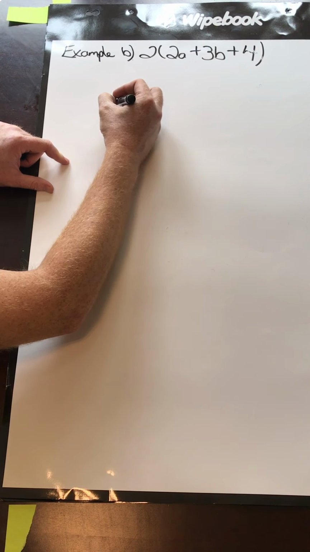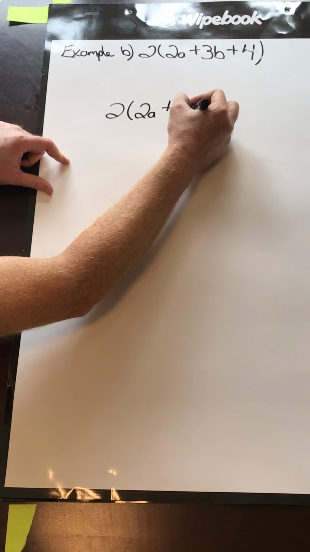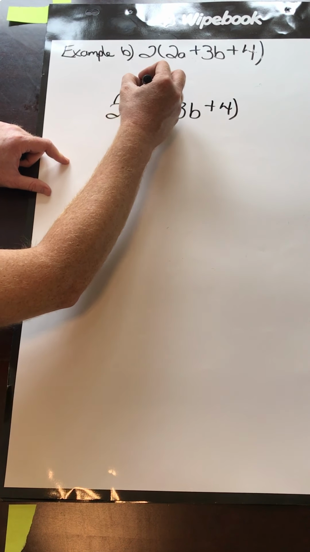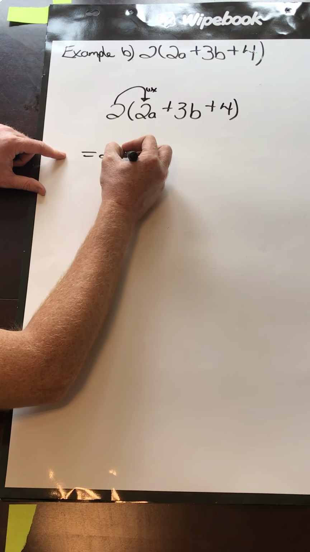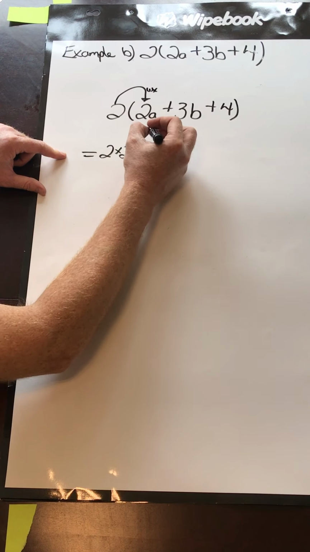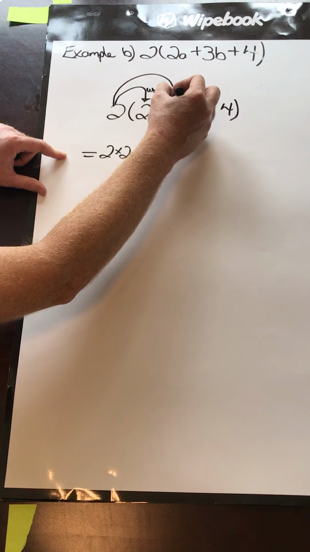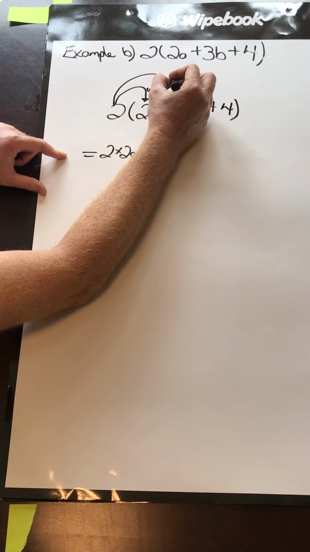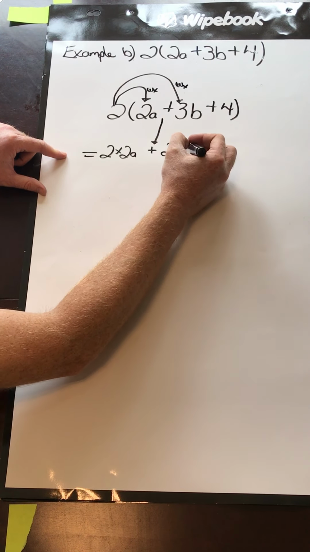So I'm going to rewrite the expression here again. And I take the 2 and I multiply into the brackets. This is my first one here, and that is equal to 2 times 2a. And bring the plus sign down here. And I multiply into the second term in the bracket. And this time I have 2 times 3b.